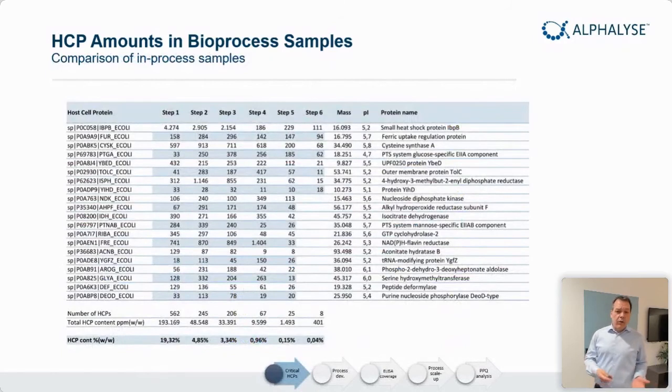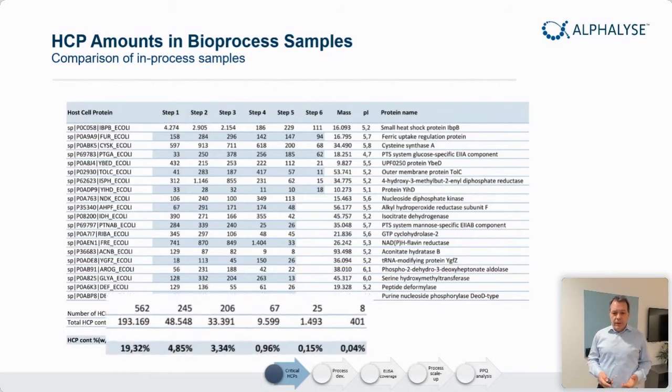And this is how the data look when you have analyzed the six samples. And you can see here that for the first one, after step 1, we had more than 500 HCPs detected and quantified, and we have a total of almost 20% HCP in the sample. And as we go along, of course, we get fewer and fewer HCPs, ending up after step 6 with 8 HCPs left at approximately 400 ppm. So this is comparable to what you would get from an ELISA, a total number of ppm of HCPs in your sample.